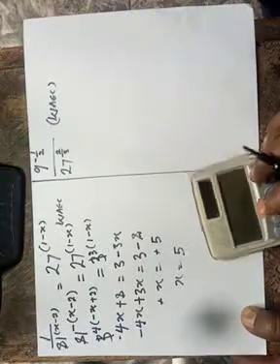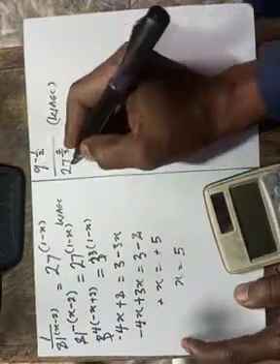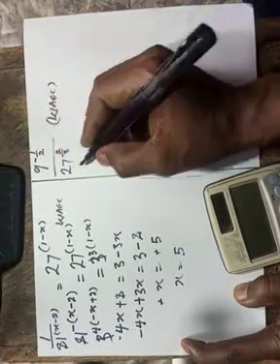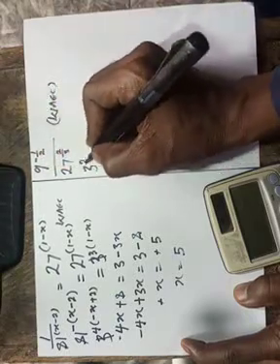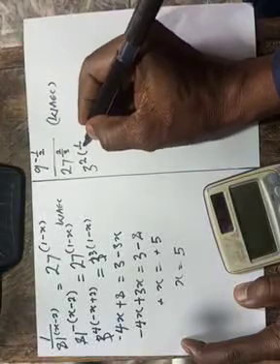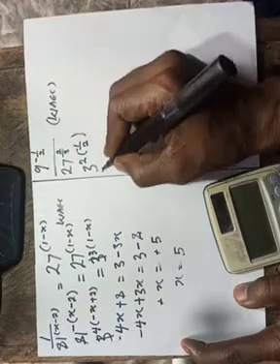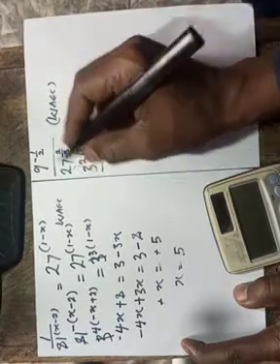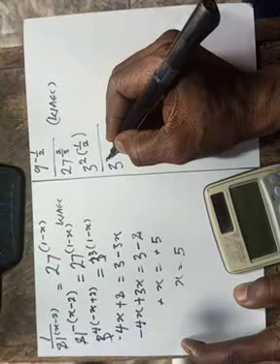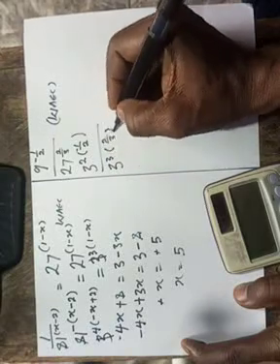Then the next question is this. So 9 and 27, we can write 9 as 3 raised to power 2. Then the power here is 1 over 2, that's negative 1 over 2. Then over, we can write this 27 as 3 raised to power 3, and the power is 2 over 3.